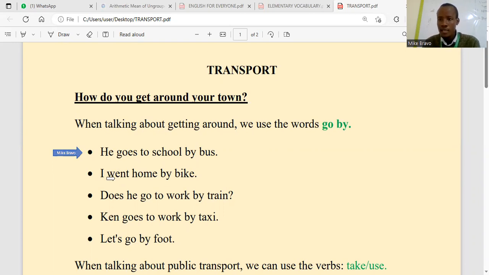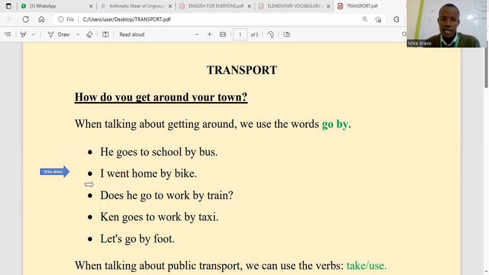That means that every time he goes to school, he uses the bus. So if you are asked, how does he go to school? Then you say he goes to school by bus.